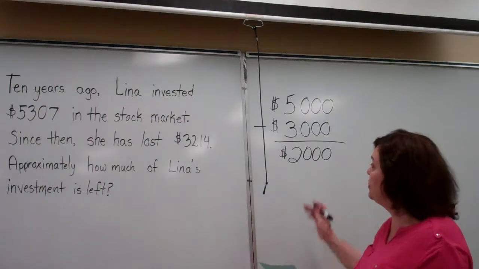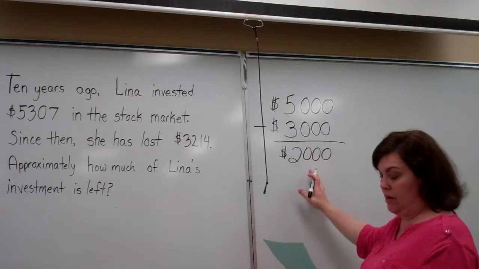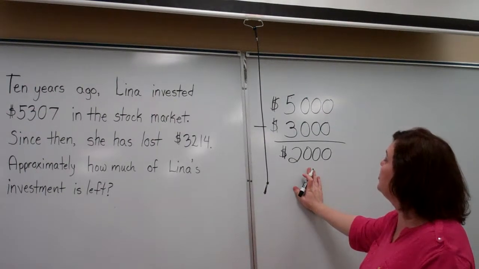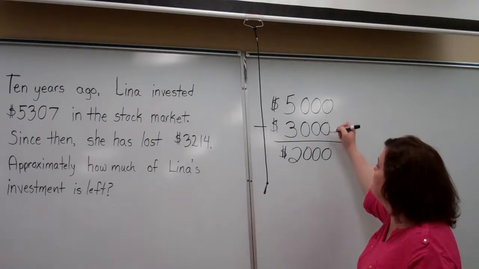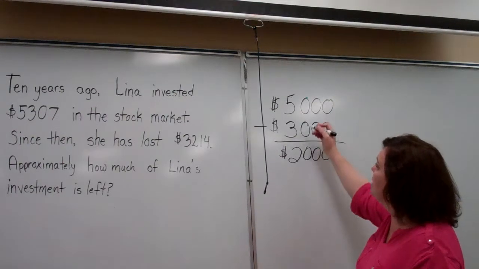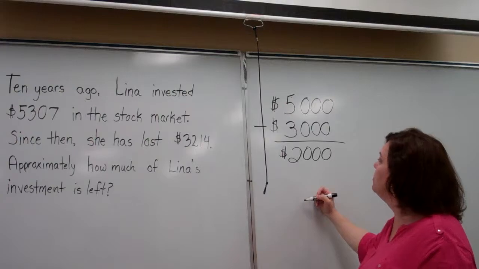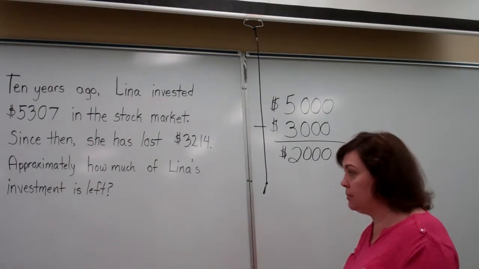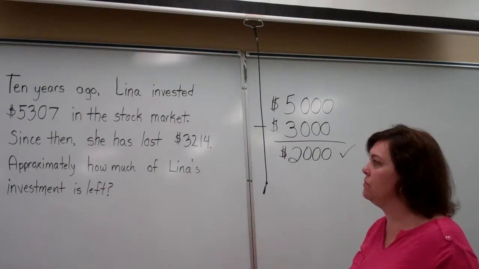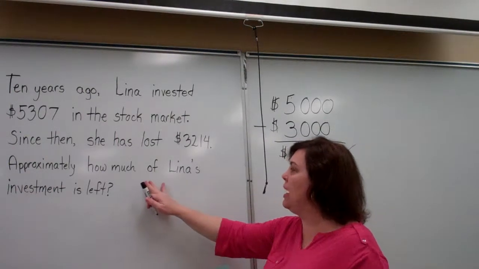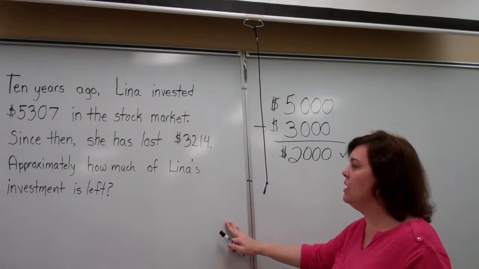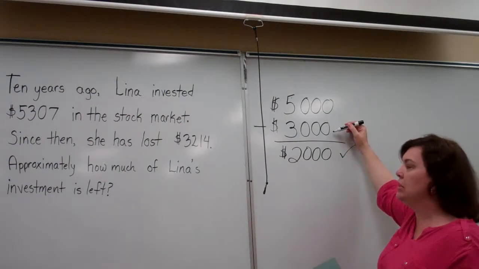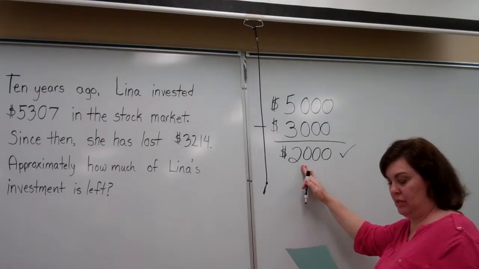So, step 3 was to solve the problem. I wrote all the work out neatly. I didn't give up. And we can double check our math. Subtracting the zeros, you're going to get zeros. 5 minus 3 is 2. Double check. Step number 4, reflect on the problem. Did you answer the question? The question wants to know how much of Lena's investment is left. And I think that subtracting what she originally put in with what she lost is going to give me what she has left.